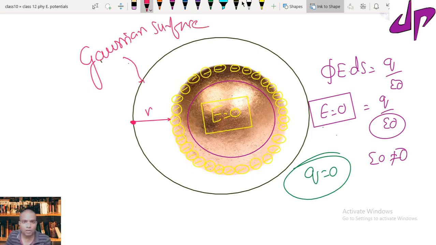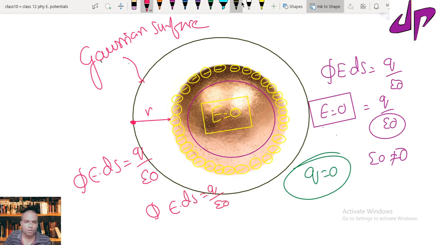And we know how to find out the electric field. So we can find out the electric field using the closed integral of E dot ds, which is equal to q by epsilon naught. Now we can apply the surface integral. So the closed integral of E dot ds equals q by epsilon naught.